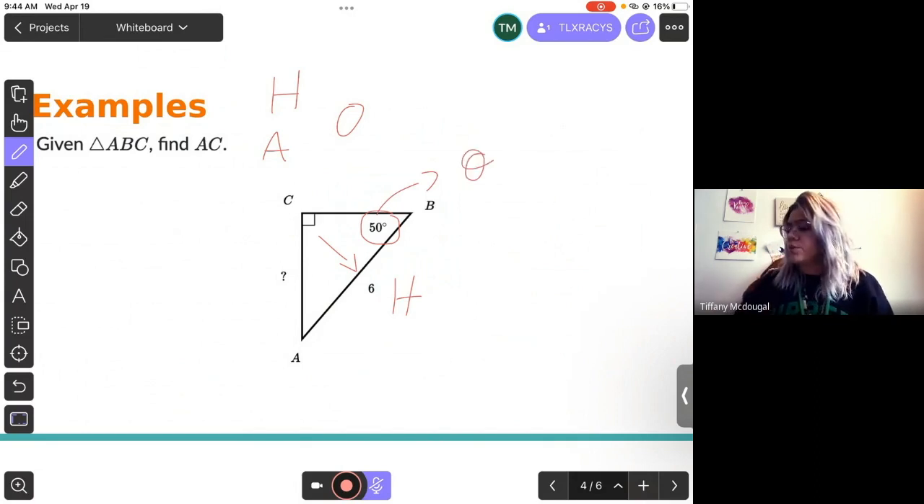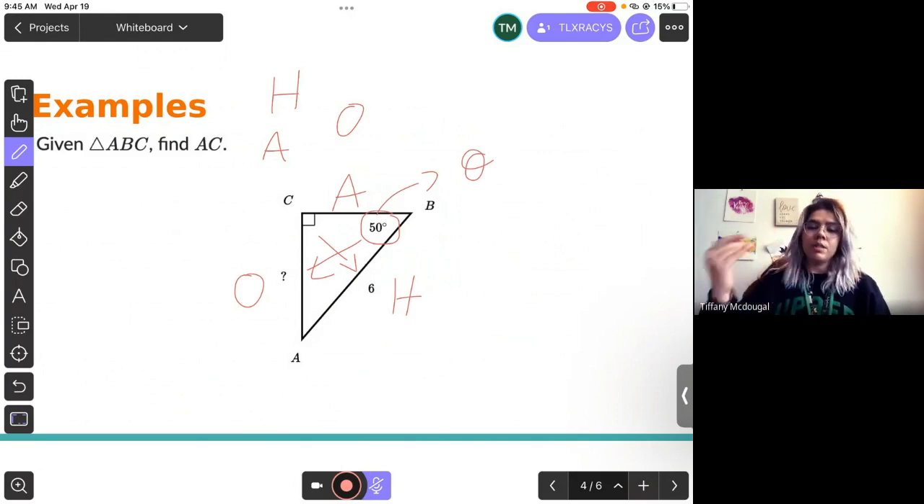So according to where theta is, I know that opposite is going to be the side that is furthest away from it, the side that's all the way over here. So that's going to be my opposite side. I'm going to label that as O. And then my adjacent side will be the one that's left over. Perfect. So I always label hypotenuse, opposite, adjacent, because I just find that easiest.